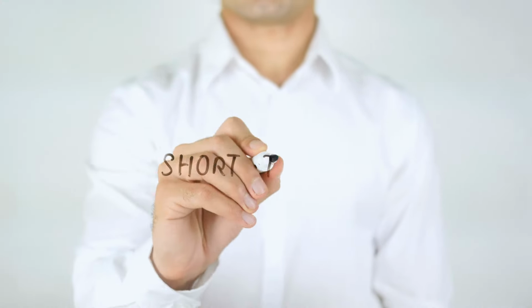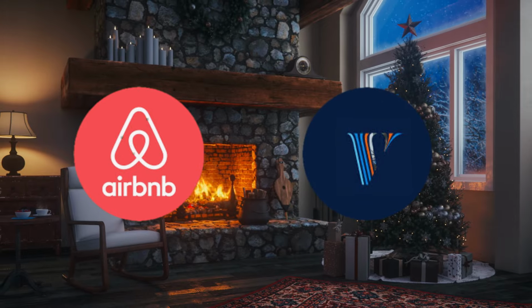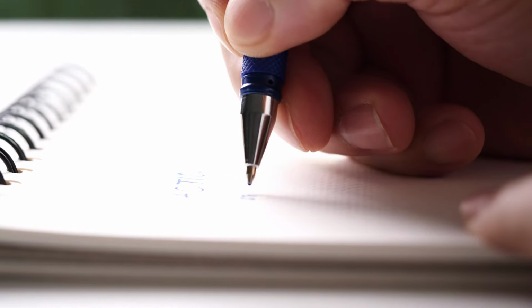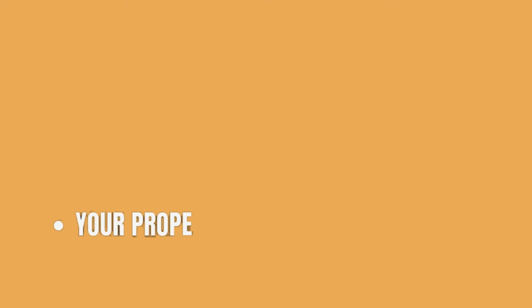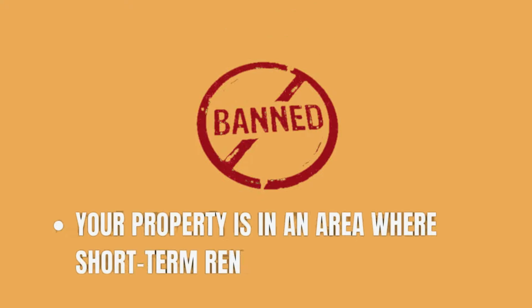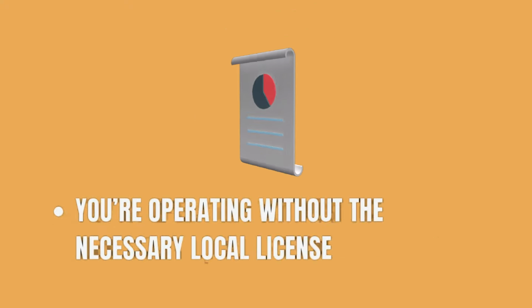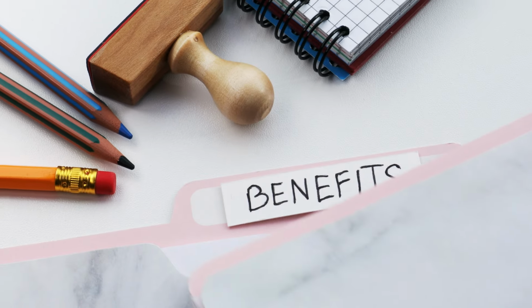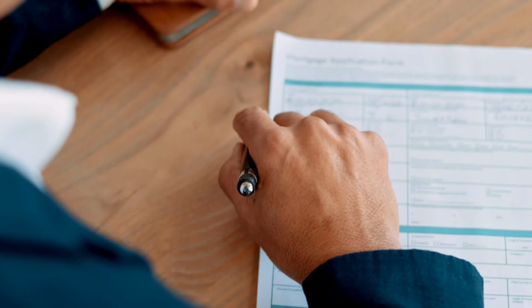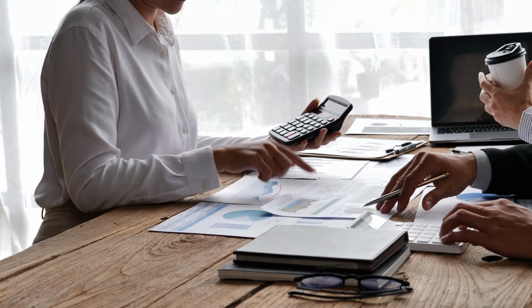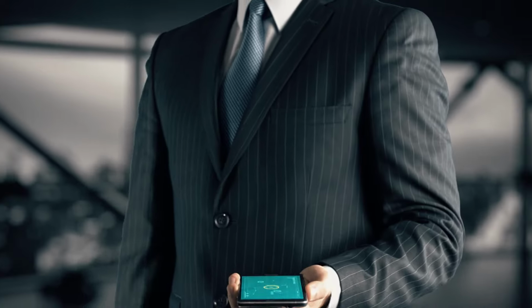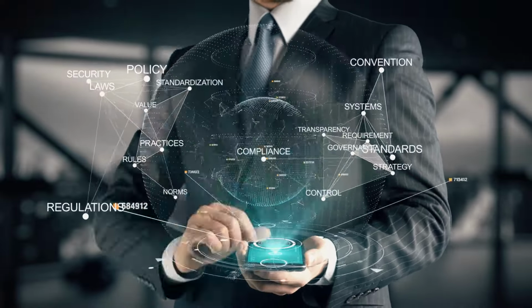If you're in the short-term rental game, think Airbnb or Vrbo, take note. Starting January 1, 2024, you can no longer claim tax deductions on rental income if: 1. Your property is in an area where short-term rentals are banned, or 2. You're operating without the necessary local licenses or permits. This change ensures tax benefits are only available to property owners who comply with local regulations. It aligns federal tax rules with municipal laws, reinforcing the importance of regulatory compliance.